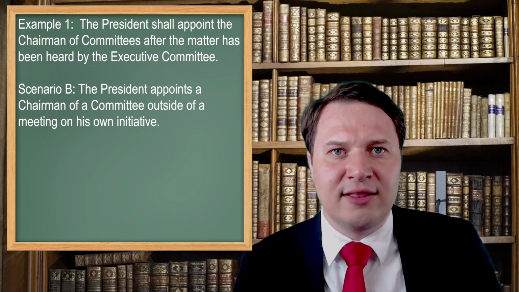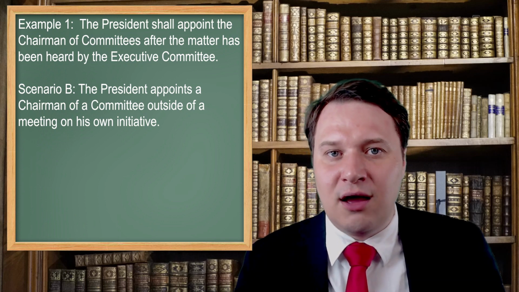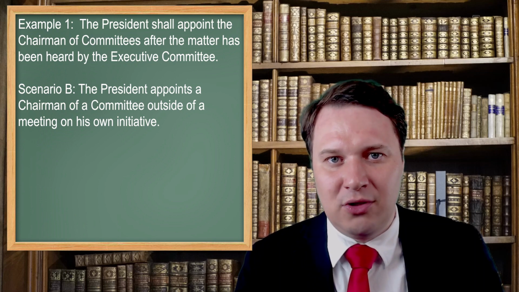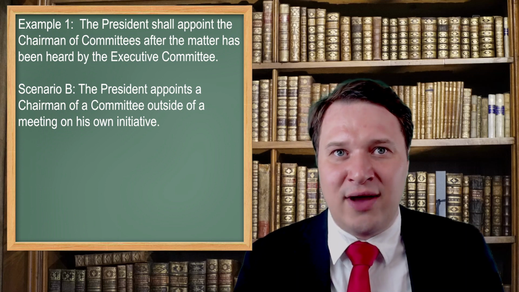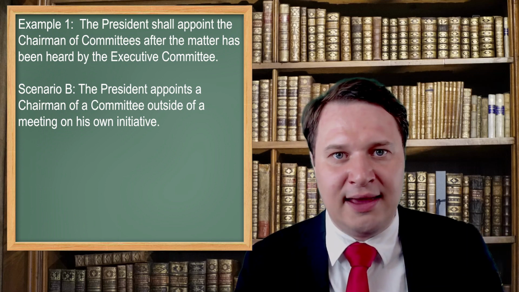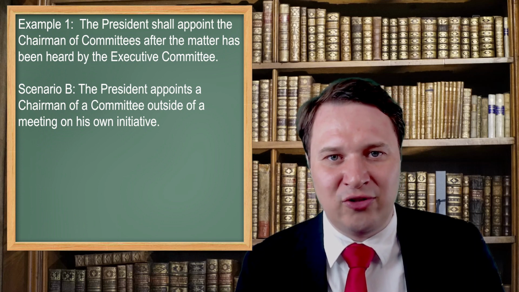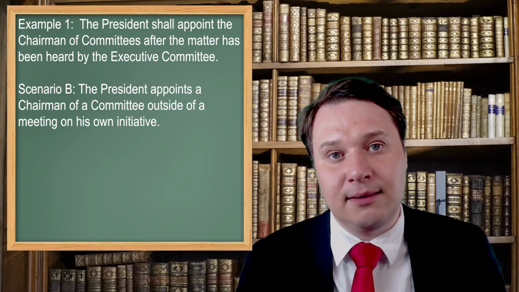In this scenario, the president appointed a chairman of a committee outside of a meeting on the president's own initiative. Well, this one you might get into trouble because the bylaws clearly say that there has to be a hearing by the executive committee, and so the president can't just appoint somebody out of the blue and tell them to get to work. So the proper thing to do here would be to raise a point of order at the next meeting.